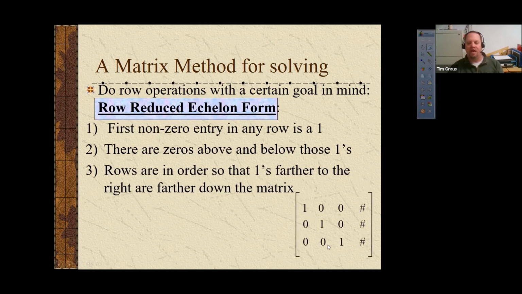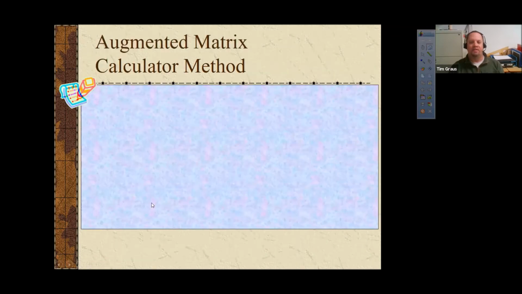If we can get our matrix so that the rows are in row reduced echelon form, what we will see is that the numbers in this final column are actually the values of x, y, and z. Now, doing this is actually pretty difficult, but fortunately, our technology is really good at doing this. It can do it very quickly, and it can do it for systems that are even larger than 3 by 3.